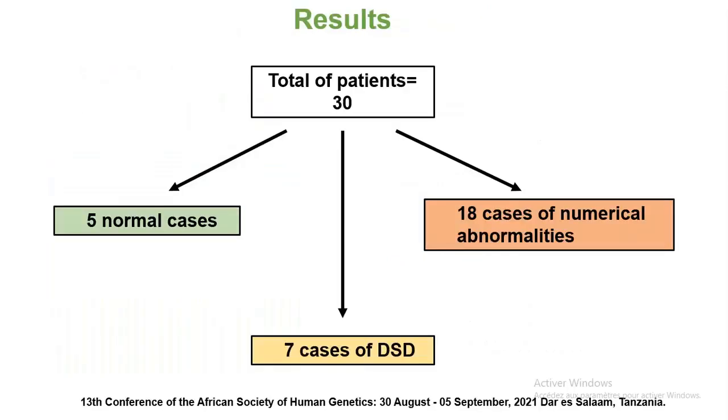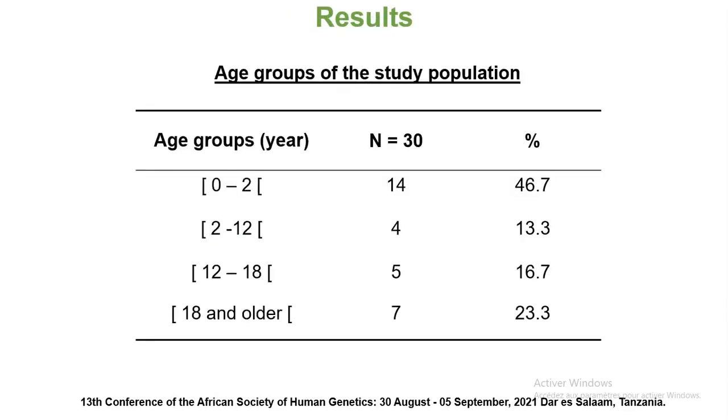The results we obtained are the following. For a total of 30 patients, we had 5 normal cases, 80 cases of numerical abnormalities, and 7 cases of disorders of sex development. The age groups of our study population were as shown in this table. For 0 to 2 years, we have 40 cases. 2 to 12 years, 4 cases. 12 to 18 years, 5 cases. And for the over 18s and others, 7 cases.